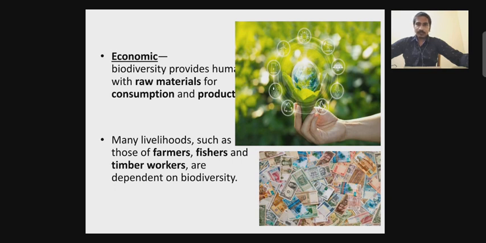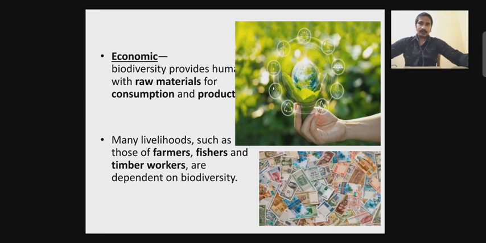Many livelihoods such as the farmers, fishers and timber workers are dependent on biodiversity. Yes, of course. The diversified aspects of the living organisms as well as non-living entities provide us. Here we shall be dealing with the living organisms as it is related to biodiversity. So in terms of biodiversity, we can see various sorts of food resources can be obtained directly, or we can cook them. That means the raw material consumption is possible, or the byproduct of any raw materials, byproduct of the food materials, can also be utilized.